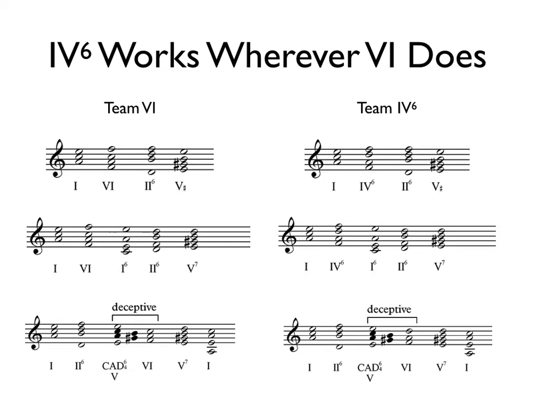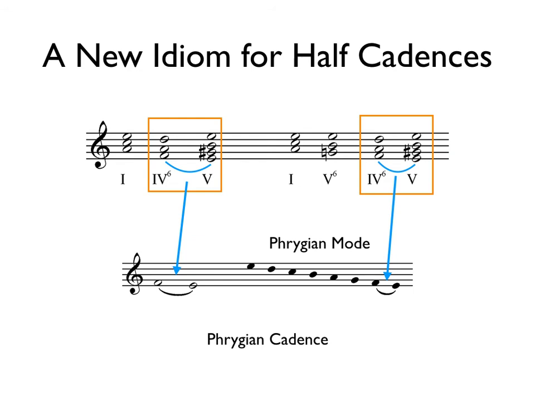So on we go. Next is to introduce you to a new idiom, which is the half cadence. So here we have 1, 4, 6 moving to 5. And you'll notice that the move happens over a scale degree 5 to 6 motion in the bass, right? Where that F is moving down to the E, illustrated by the blue line.